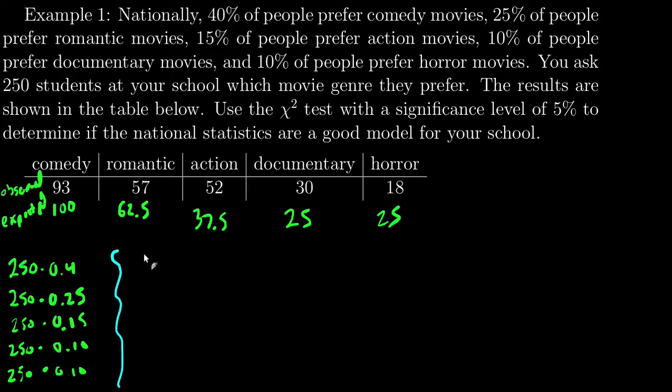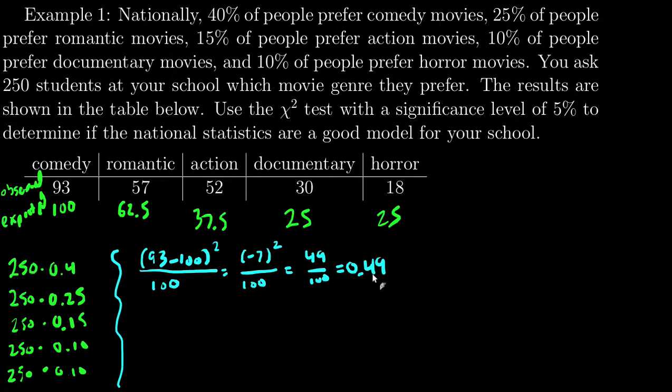Now I'm going to calculate the chi-squared value. So I will do the observed minus the expected, squared, divided by the expected. I'll skip these computations shortly, but I'll show them all for one of these. This would end up being negative 7 squared over 100. Negative 7 squared is 49. Over 100 is 0.49. And I'm going to do this calculation for all of these.